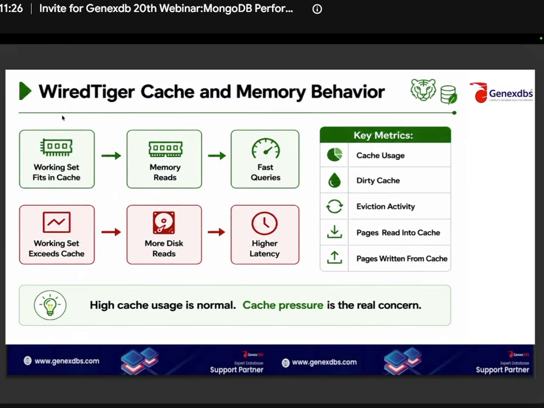Then eviction activity. Whenever the cache becomes full, WiredTiger cache removes the older pages to make room for the newer ones. This process is called eviction activity. Higher eviction activity indicates that there is cache pressure, missing indexes causing unnecessary reads, and large working data sets. Due to that, eviction activity will increase. Next, pages read into cache is nothing but the data loaded from the disk, and pages written from cache is nothing but data that is flushed to the storage.